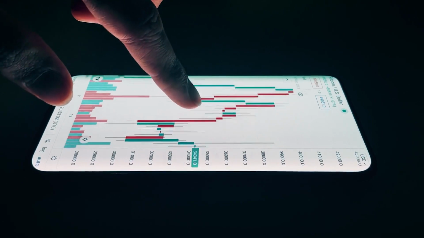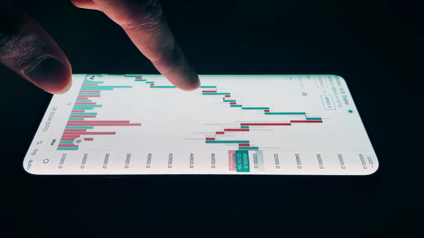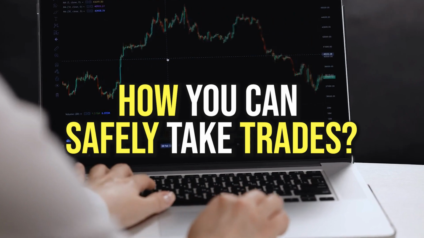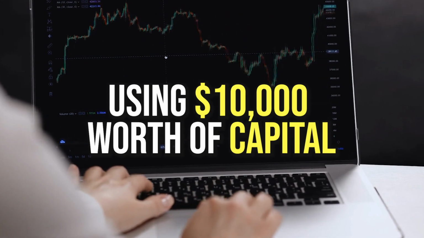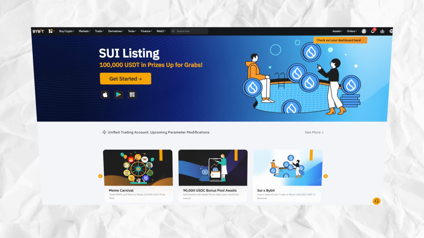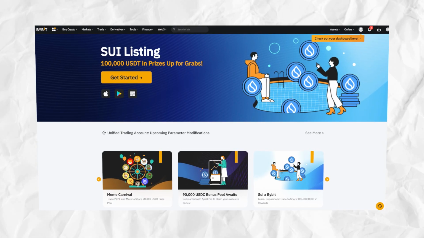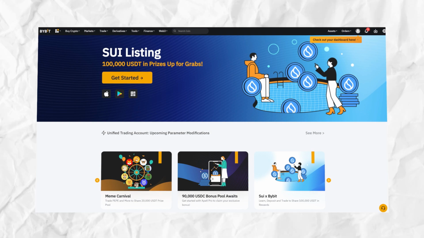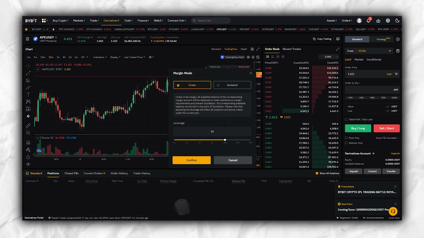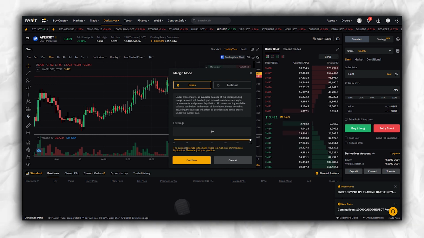For most people starting their trading journey, the biggest challenge is having enough money in their account. I'll demonstrate how you can safely take trades using $10,000 worth of capital, even if you only have $100 in your account. The first step you need to take is to look for the best crypto trading exchange platform that offers great benefits, like Bybit. I believe they offer up to 125x leverage on some pairs, although we typically only go up to about 50x. If you can find much better offers than this, then go for that one.